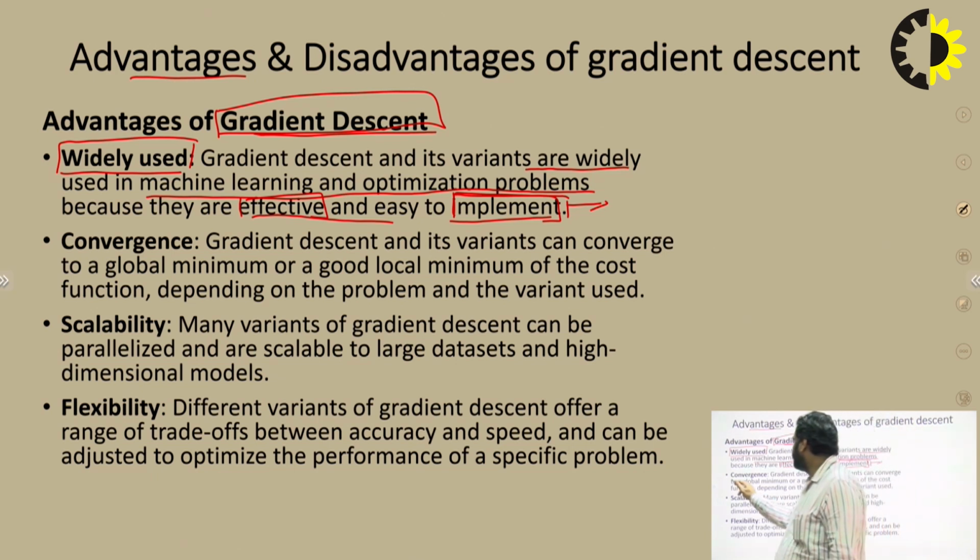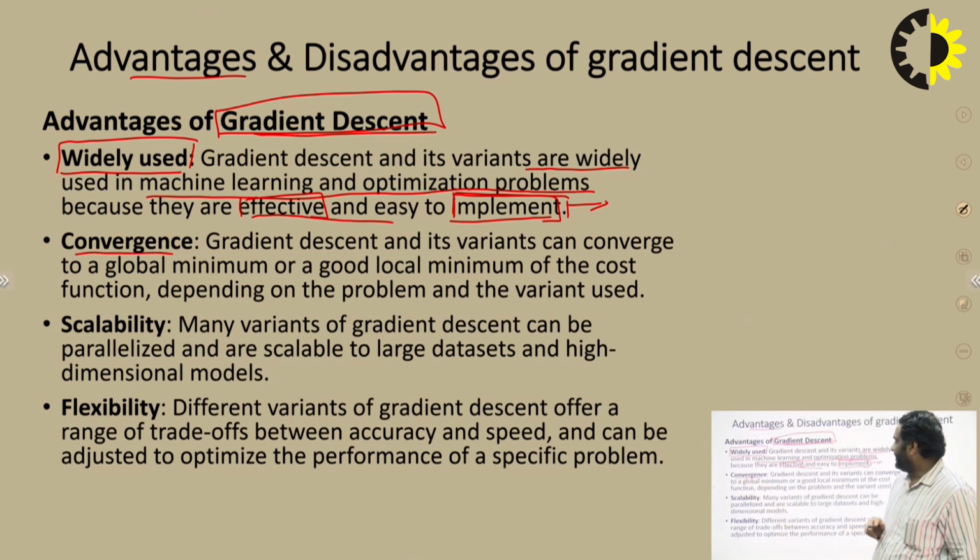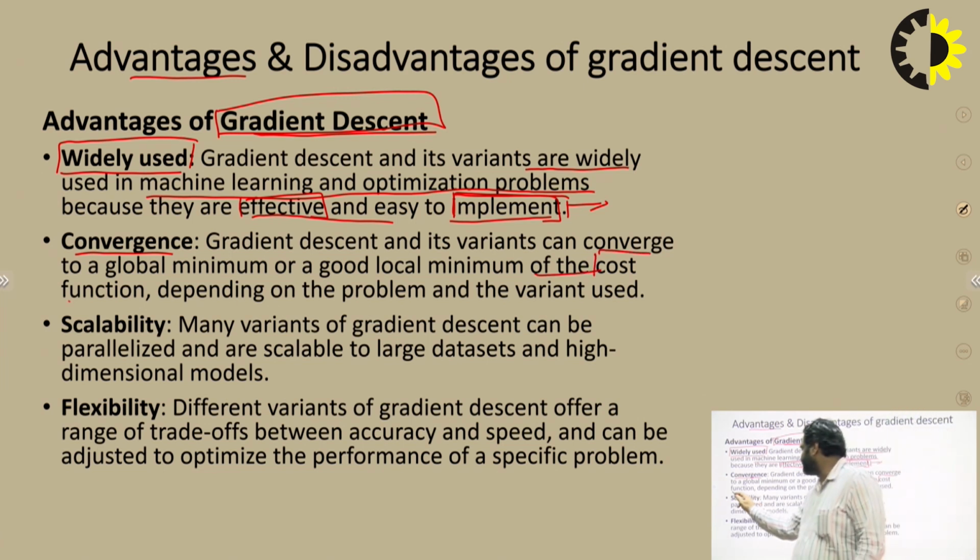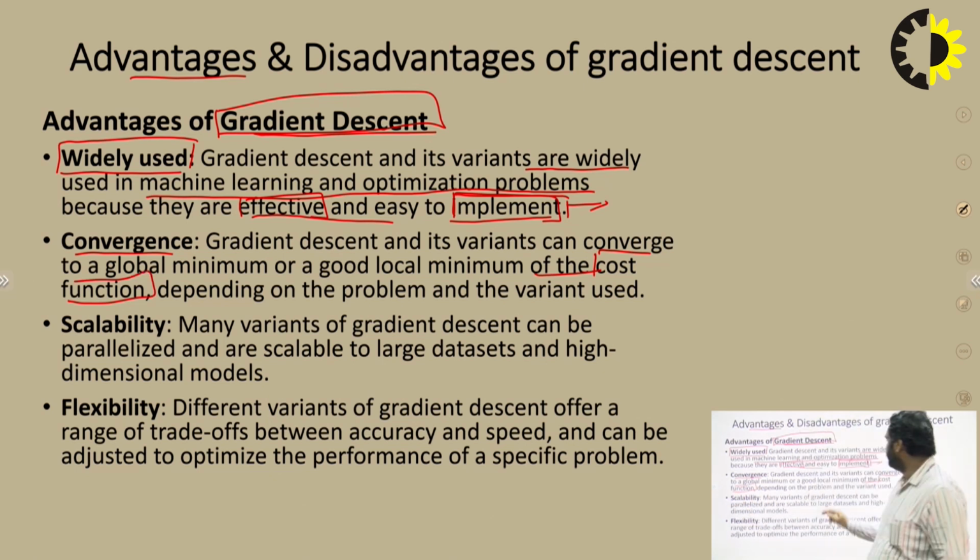Then second is convergence. Gradient descent and its variants can converge to a global minimum or a good local minimum of the cost function. We already covered what is cost function. As an optimization problem, we have the first condition: the cost function will be minimum, depending on the problem and the variant used. So this is the second advantage.